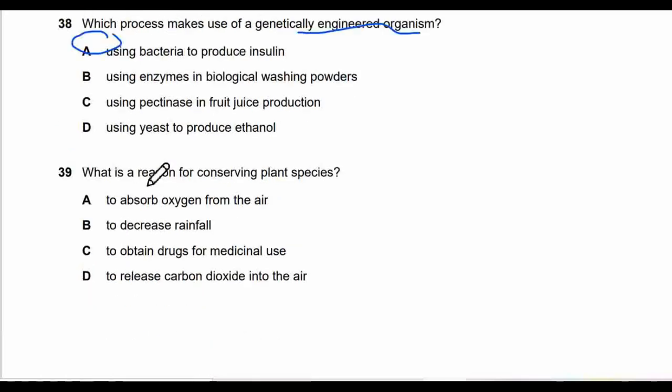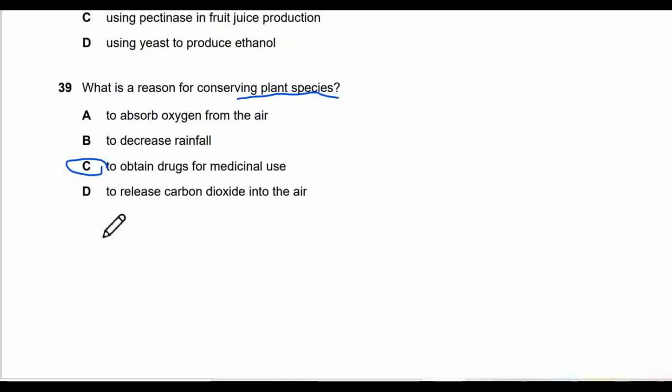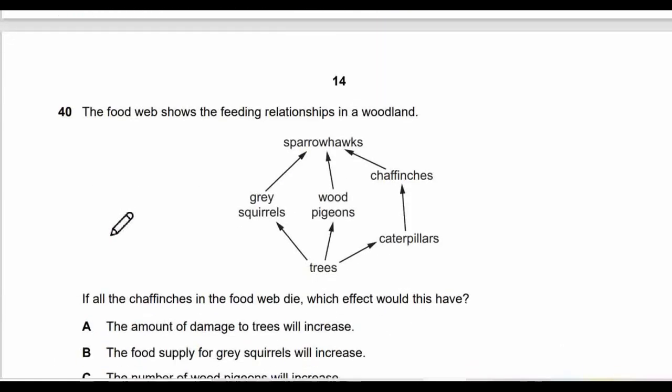Question 39. What is the reason for conserving plant species? We need to preserve plant species because some plant species contain drugs for medicinal use. Question 39 is there. Now 40.